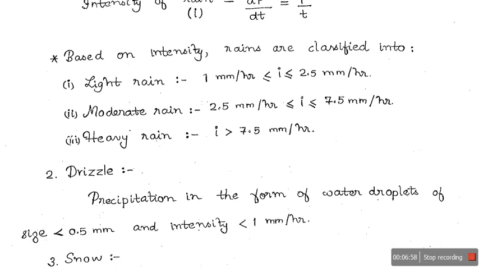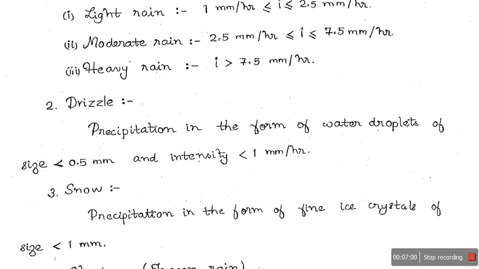Another form of precipitation is drizzling. We all call it drizzling. We know these terms, but technically what is the difference between rain and drizzle? Drizzle is precipitation in the form of water droplets of size less than 0.5 mm and intensity less than 1 mm per hour.